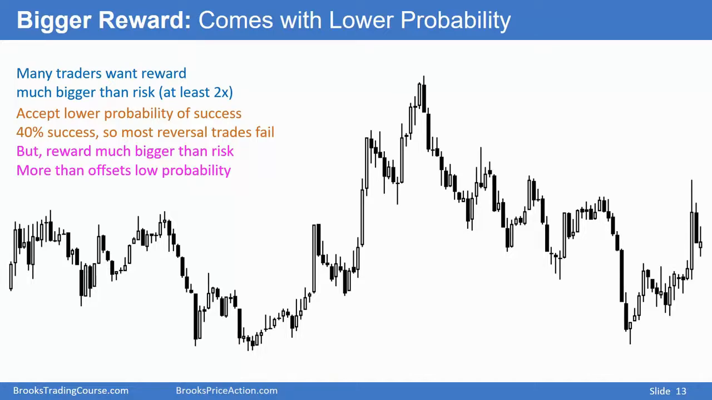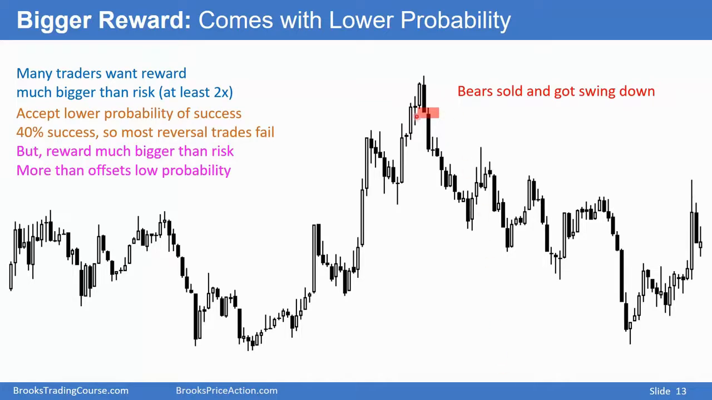Reversal trades in general are low probability trades, but the stop is not far, so the risk is small, and you might be entering at the beginning of a big trend, so the reward is very big. Very strong risk-reward, reward much bigger than risk, but the probability is only about 40% when you have a good-looking reversal setup. However, the reward being so much bigger than the risk more than offsets the relatively low probability, and the trade is still good.